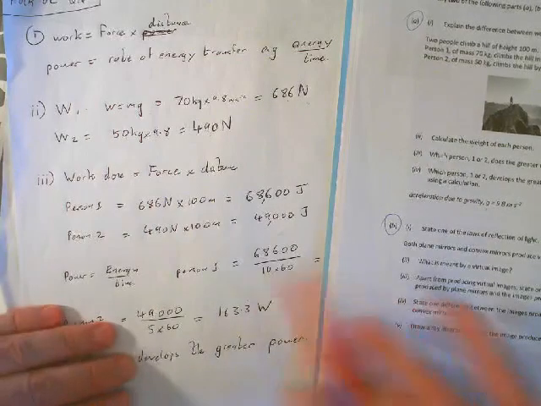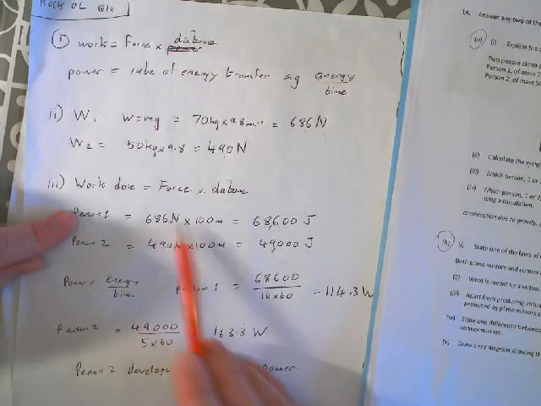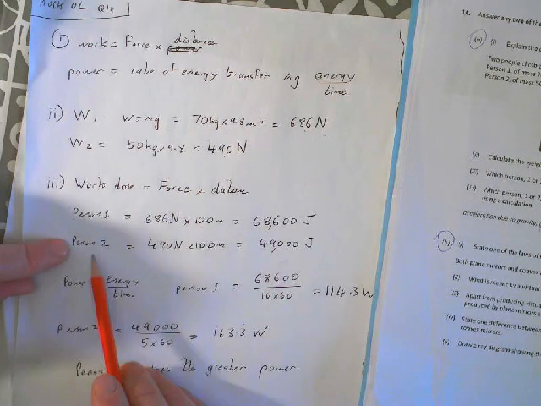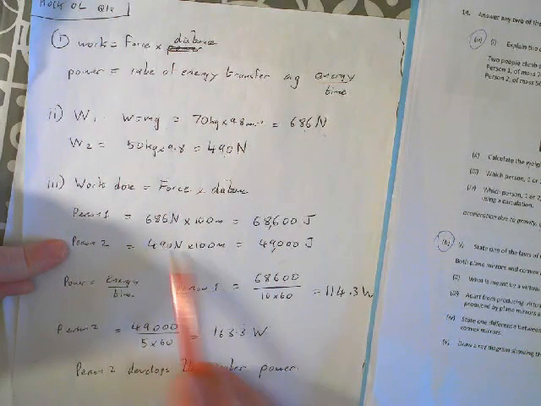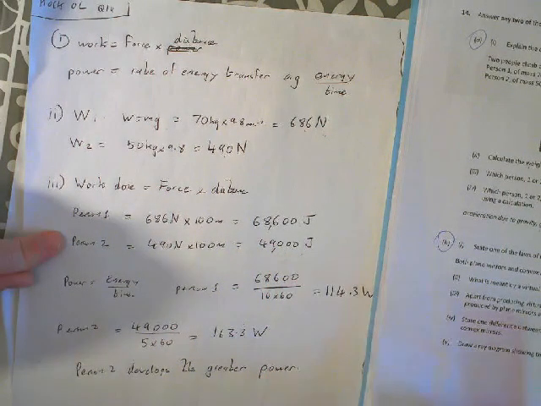The first person's weight is 70 kgs times 9.8 is 686 newtons. You've got to give your units, okay, like always. Weight of the second person, 50 kgs by 9.8 is 490 newtons. Part two, which person does the greater work? Okay, well, work is force times distance. They've both gone the same distance, 100 meters up.